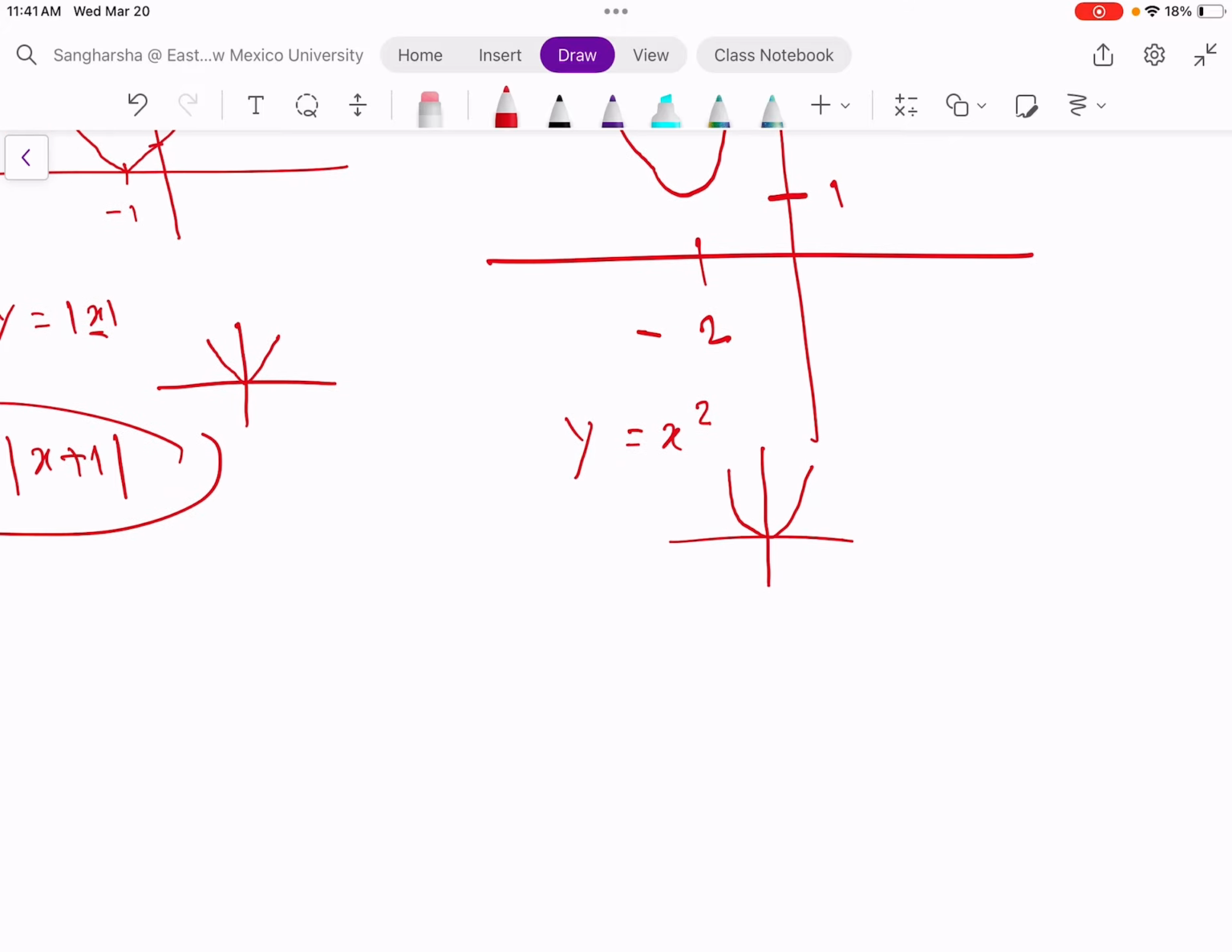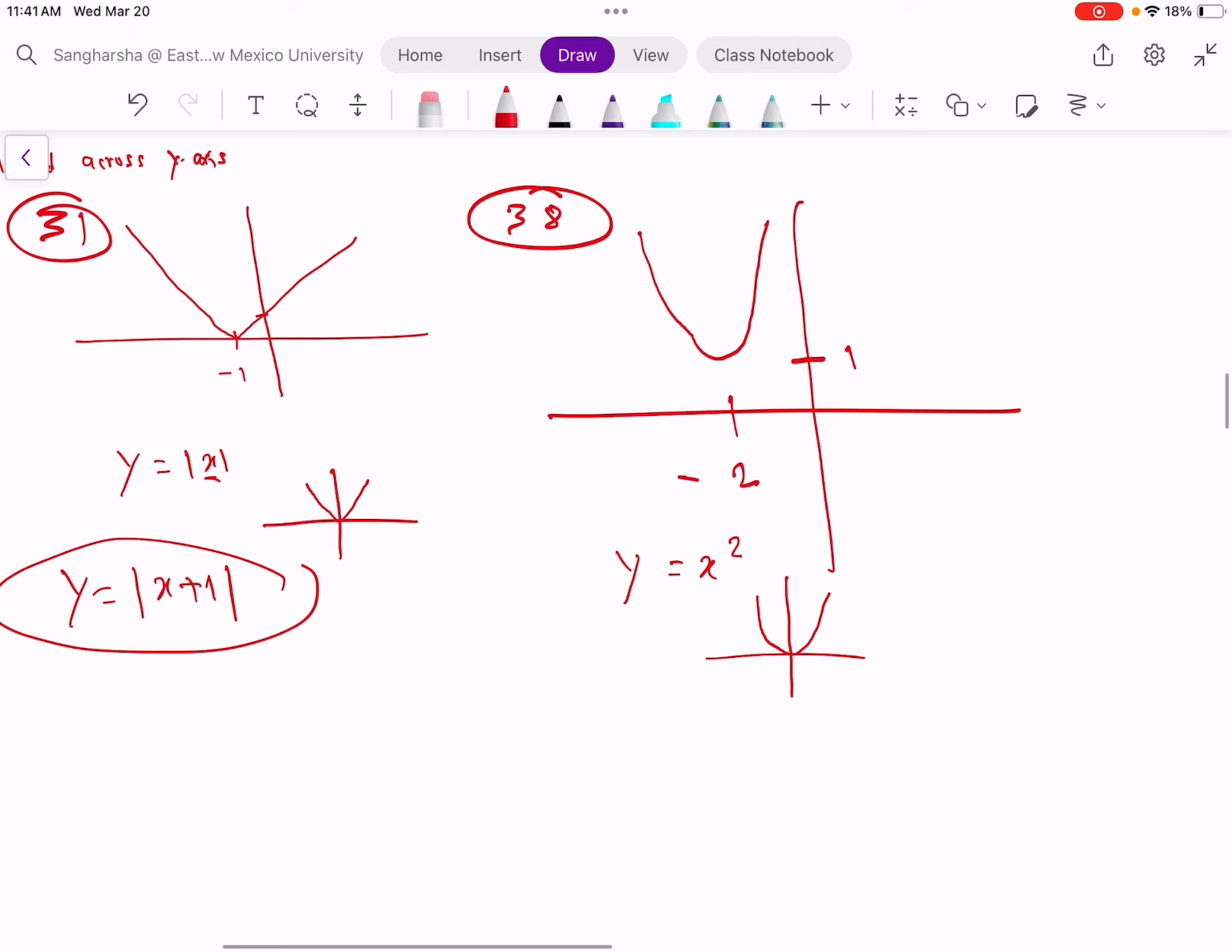Now we compare these two graphs. What do we need to do to our basic graph to get the number 38 graph here? What differences do you see? What kind of transformation do you see here? The graph has been shifted up, right? The graph has been shifted left.